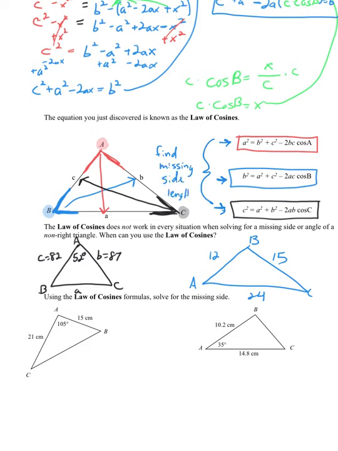But I can actually use the law of cosines to find a missing angle if I'm given three side lengths of a non-right triangle. And we'll talk about that in a few minutes. But it could be either one of those situations when I'm going to use the law of cosines.